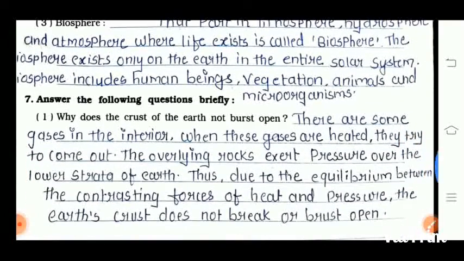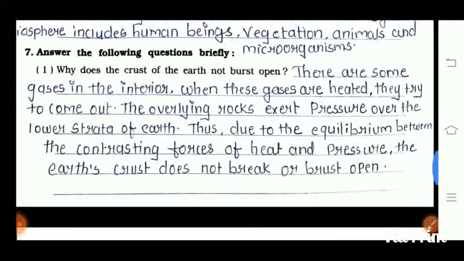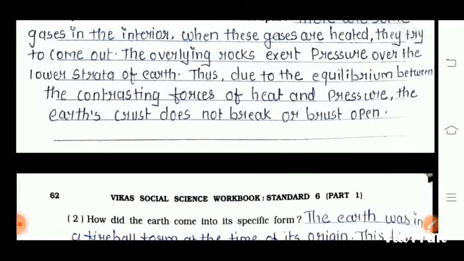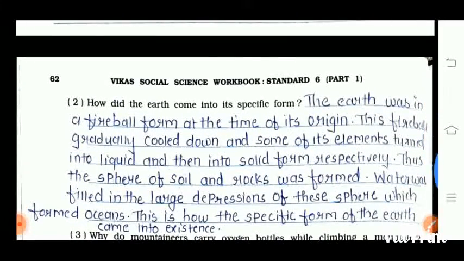Question number 7 is answer the following questions briefly. Why does the crust of the earth not burst open? There are some gases in the interior. When these gases are heated, they try to come out. The overlying rocks exert pressure over the lower strata of the earth. Thus, due to the equilibrium between the contrasting forces of heat and pressure, the earth's crust does not break or burst open.